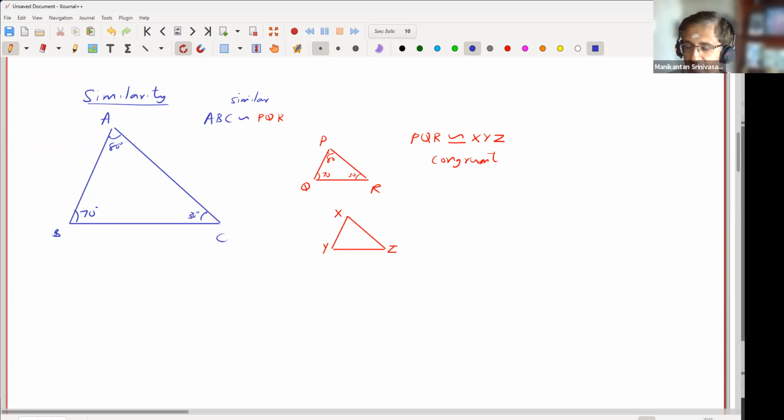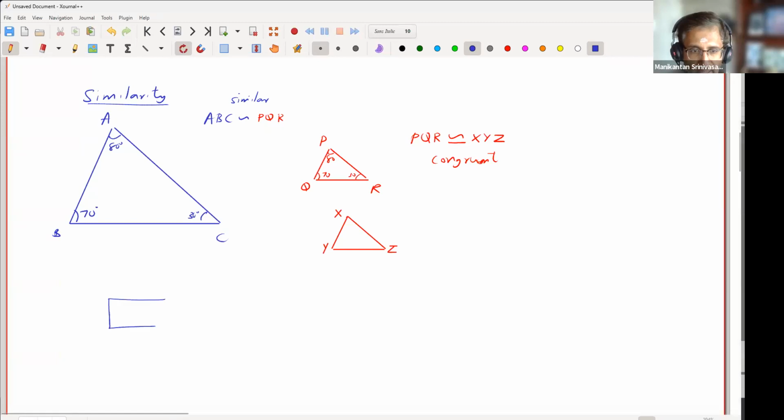Sorry, I stand corrected in what I just said. Initially, I said not just for triangles, even for higher polygons like quadrilaterals and pentagons and all that, if the angles are the same, the objects are similar. Not necessarily the case. A very simple example would be, let's say I have a rectangle like this.